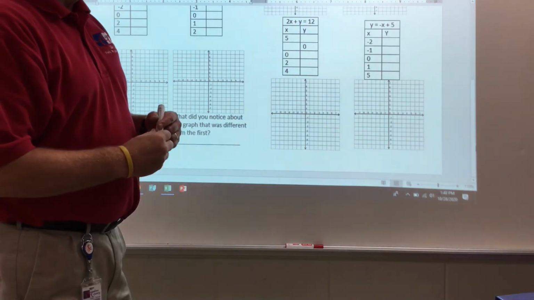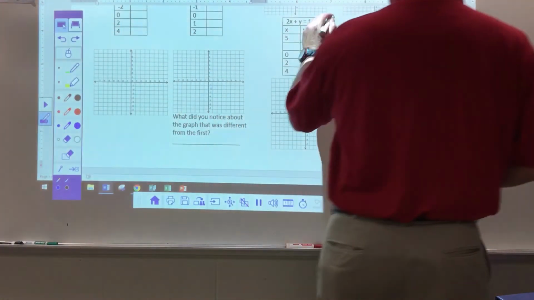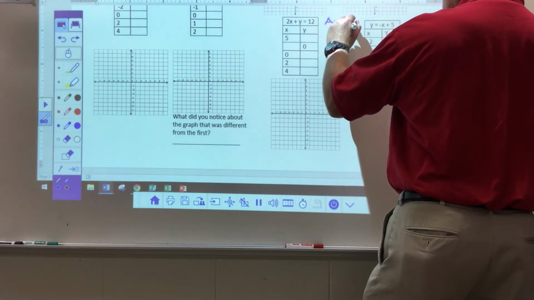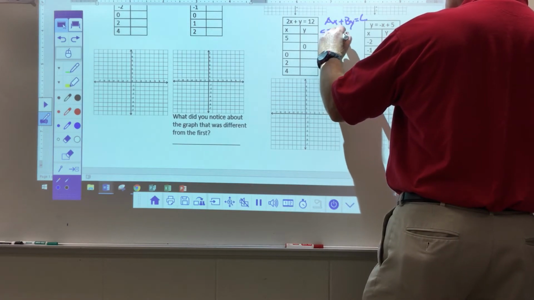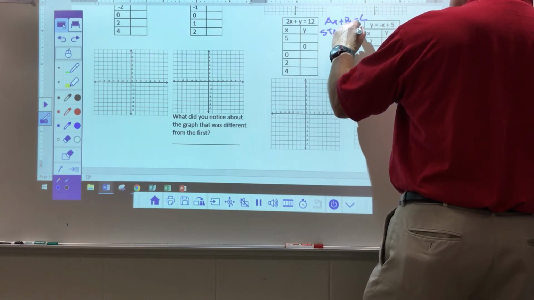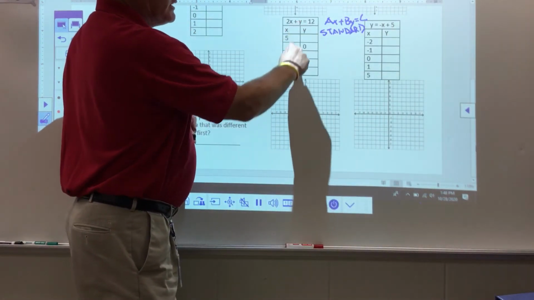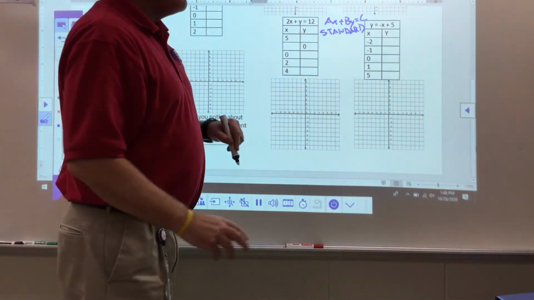Sometimes when you see this form right here, which is called standard form, okay? And if you were introducing this, that's ax plus by equals c form, standard. Sometimes it's easy to generate 2 points just by plugging in a 0 for x or a 0 for y. But we can do it differently if we want to.